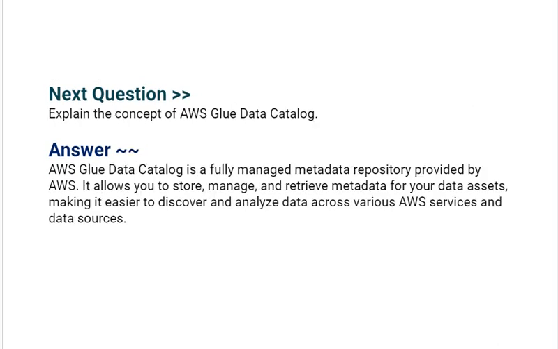Our next interview question is: explain the concept of AWS Glue Data Catalog. Your answer should be: AWS Glue Data Catalog is a fully managed metadata repository provided by AWS. It allows you to store, manage, and retrieve metadata for your data assets, making it easier to discover and analyze data across various AWS services and data sources.